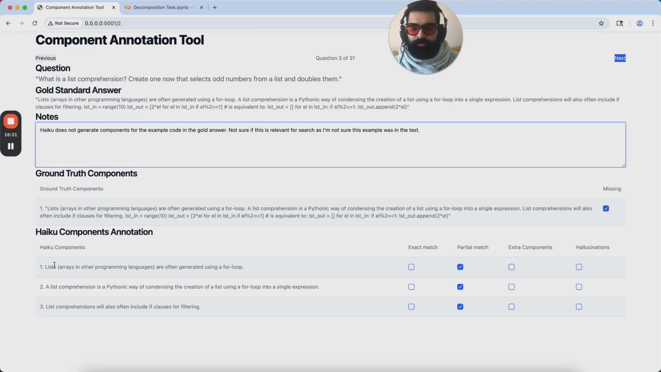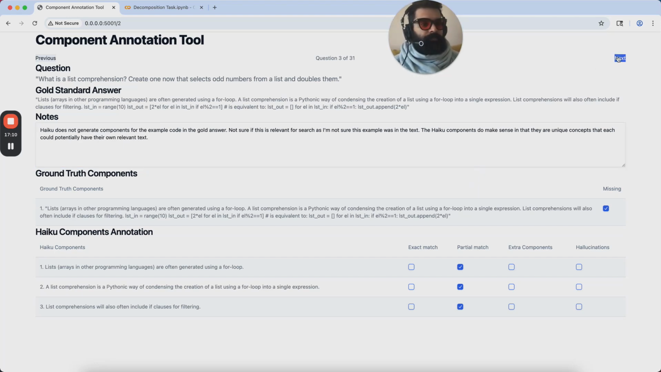If we look at the Haiku components, lists are often generated using a for loop. A list comprehension is a Pythonic way of condensing the creation of a list. List comprehensions will often include if clauses for filtering. I will say that the Haiku components do make sense in that they are unique concepts that each could potentially have their own relevant text. Cool.